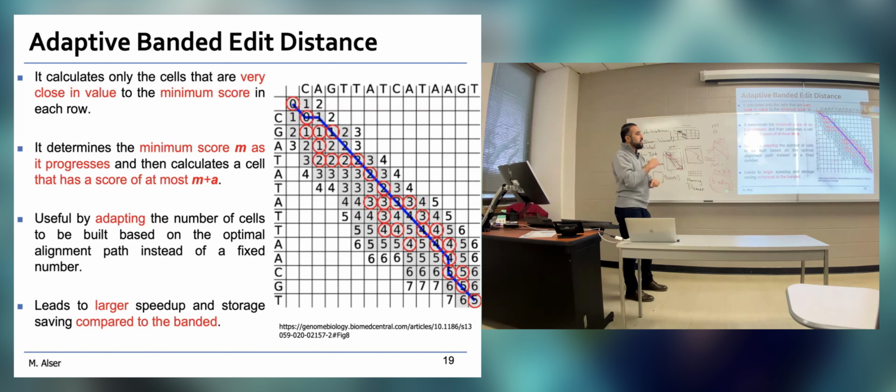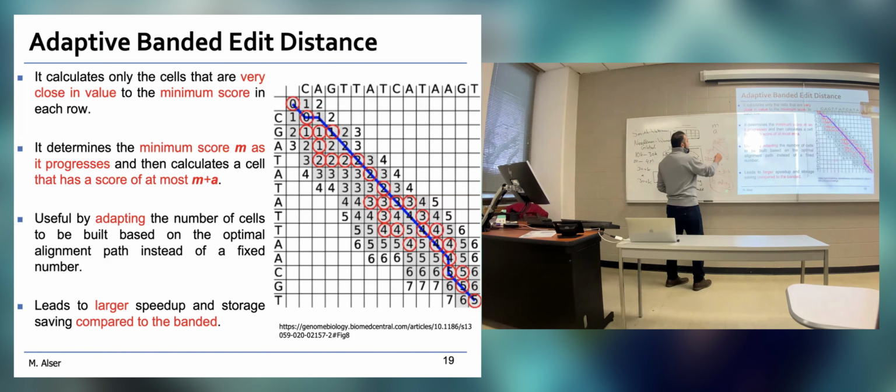In any row, you cannot extend your calculation beyond the M plus A value. So in any cell, if the value itself exceeds the M plus A value, then you stop calculating and you move to the other direction. Okay? So remember, any cell should not exceed the value M plus A. That's very important, and we'll see an example.